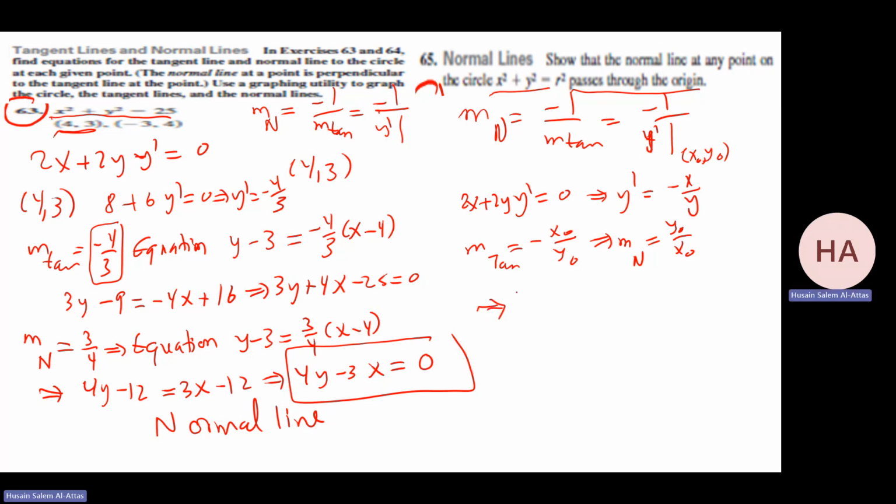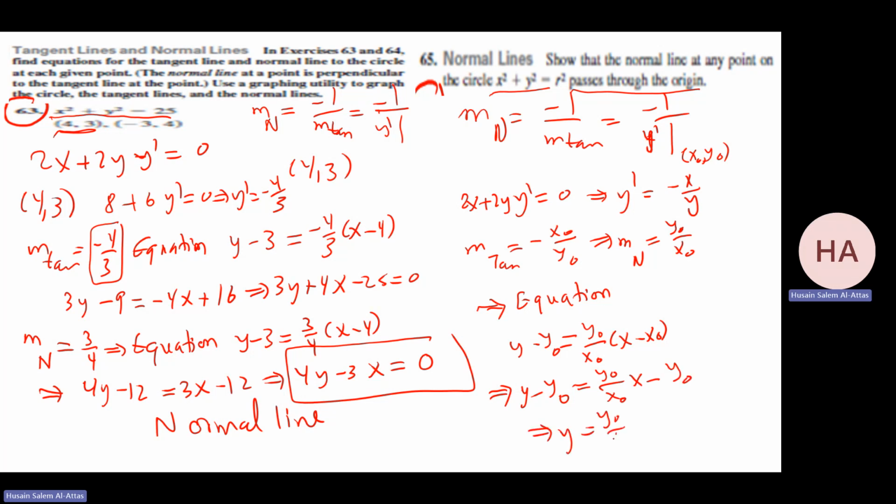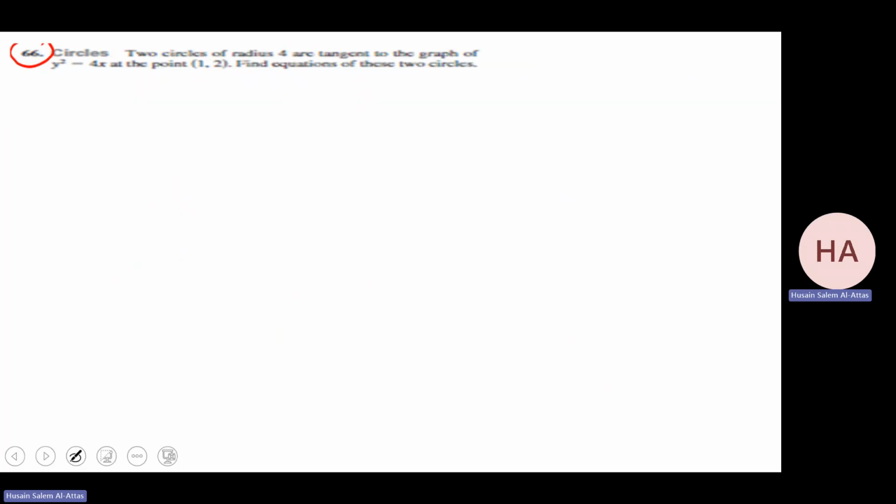That implies the equation of the normal will be y minus y0 equals y0 over x0 times x minus x0. So that means y minus y0 equals y0 over x0 times x minus y0, so I have y equals y0 over x0 times x. So it passes through the origin. It satisfies the equation of the normal line, which is clear.